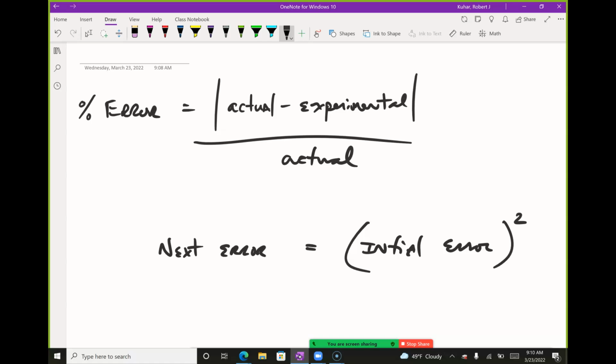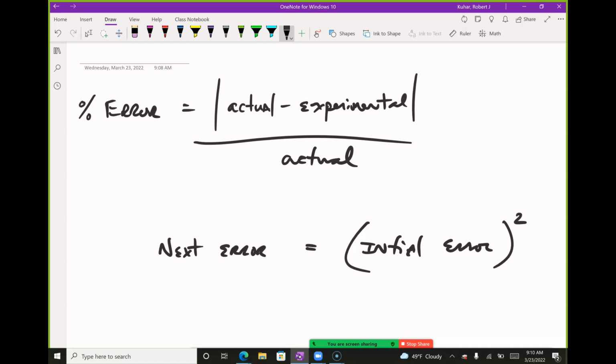Which is interesting in this particular problem. This is again the problem that we're trying to find the reciprocal of pi. So we're trying to show that the next error is the initial error squared. Now, if you think about that, would it mean that an infinite amount of errors? It's the initial error to the highest power. It'd get smaller and smaller.